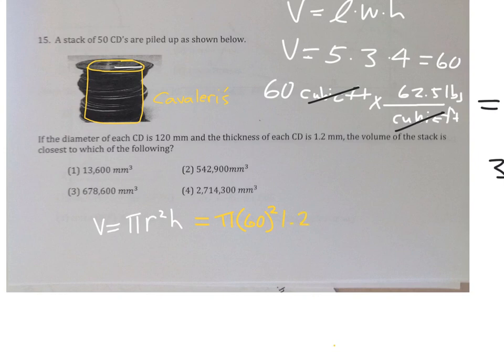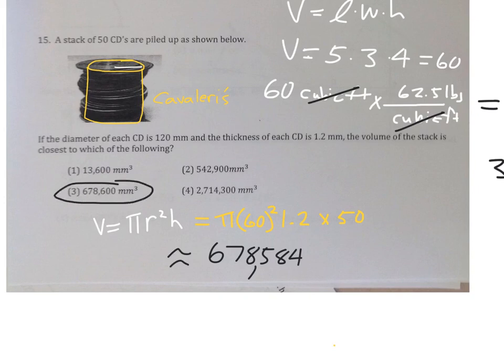So that would be the volume for one CD. You could figure out that and then multiply that answer by 50, because there are 50 CDs stacked up. So once you type that into the calculator, you get approximately that. So that would be the volume in millimeters cubed.